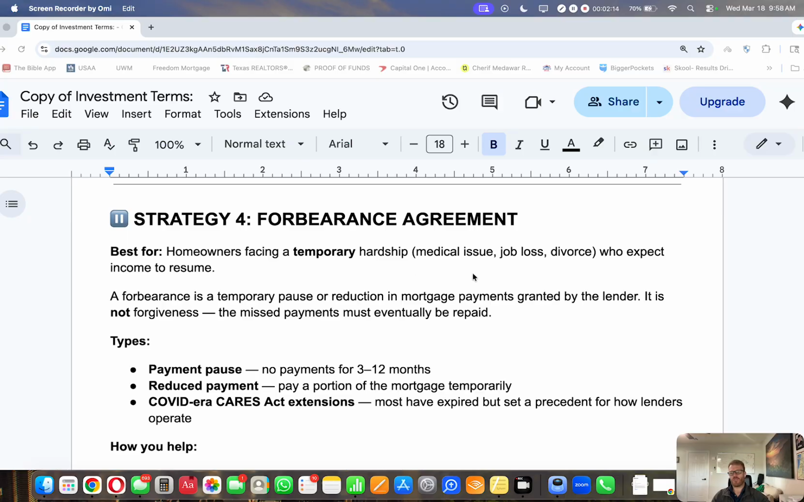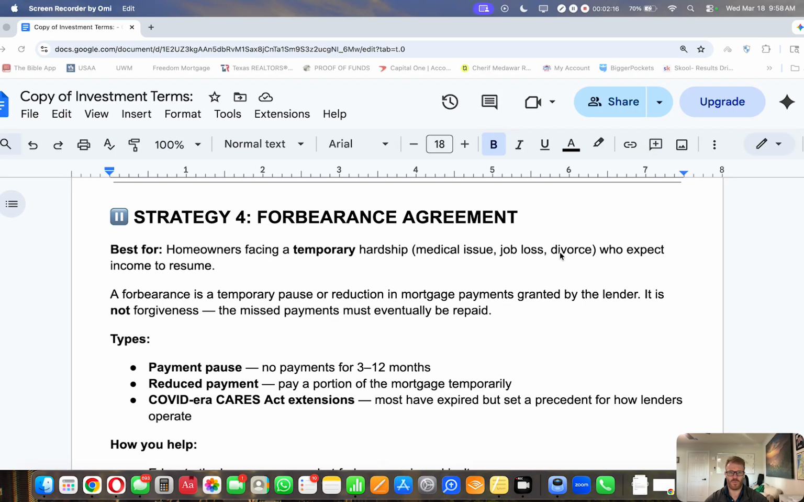So let's talk about a fourth one, which would be a forbearance agreement. So the key here is a temporary hardship. And actually that last one we just had probably would have qualified for this, but because they didn't live in the house, there was a rental house for them. This wouldn't have worked for them.